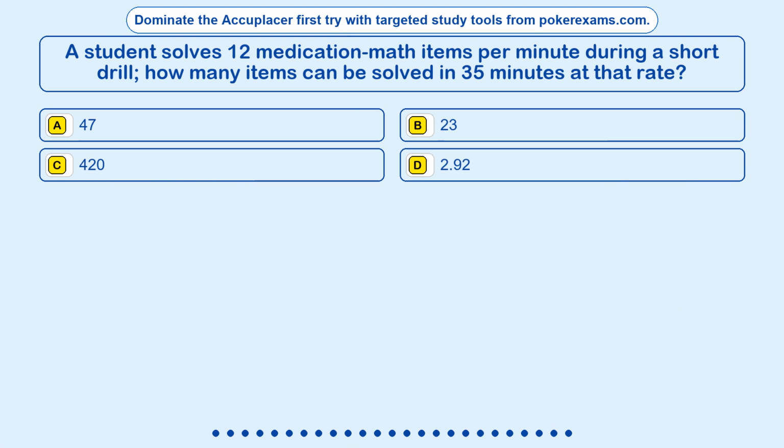Question 5. A student solves 12 medication math items per minute during a short drill. How many items can be solved in 35 minutes at that rate? Option A, 47. Option B, 23. Option C, 420. Option D, 2.92.